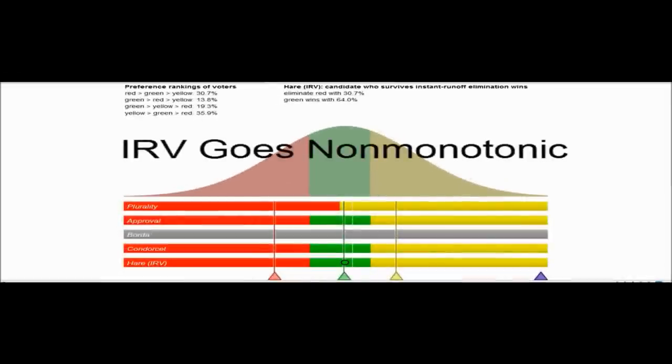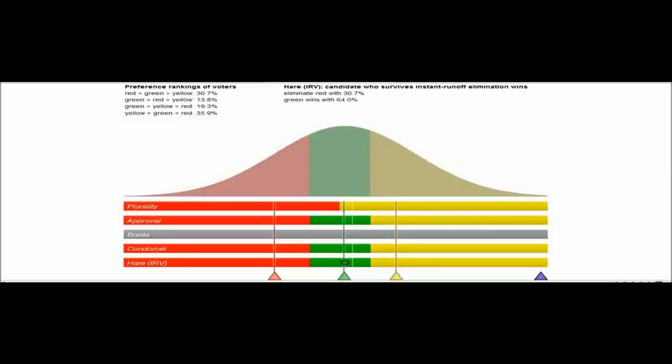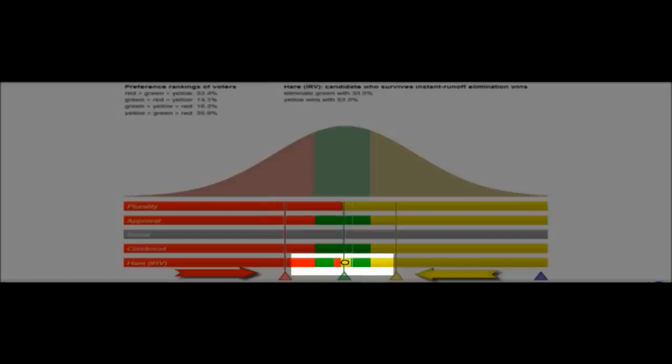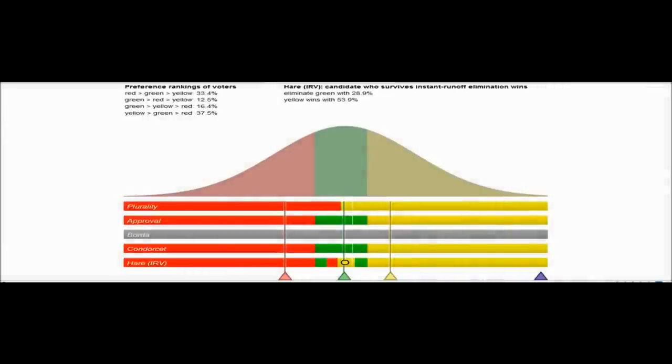Let's turn our attention to instant runoff voting. Red and yellow are going to invade more of Green's space. Now we're seeing these slivers of color begin to appear. What does that mean? It means our IRV election has gone non-monotonic.